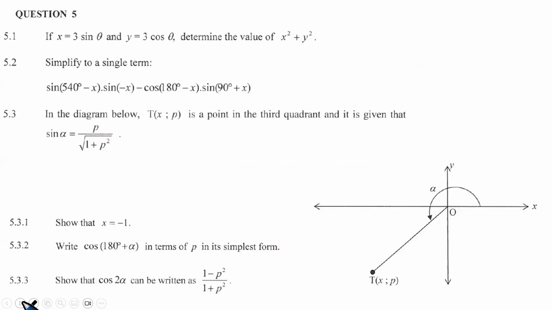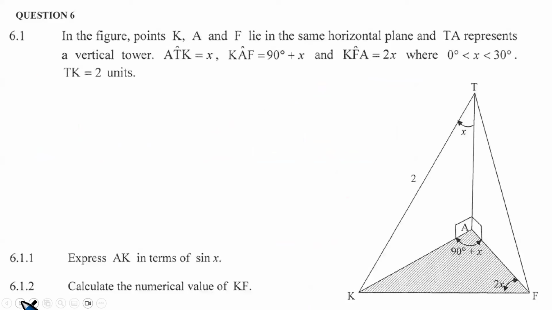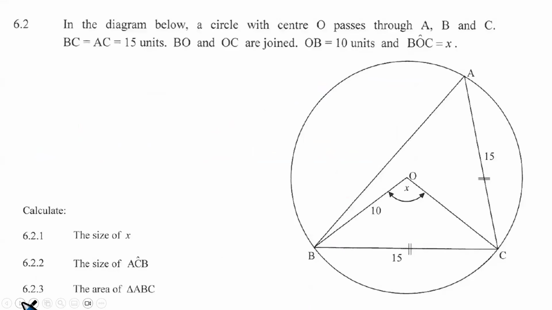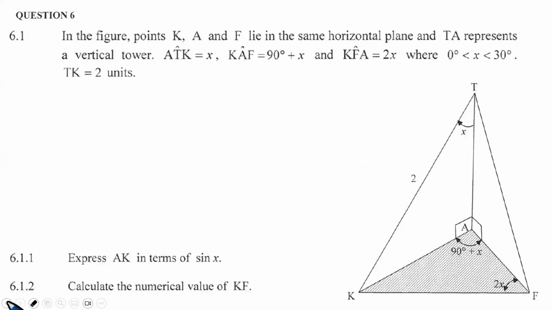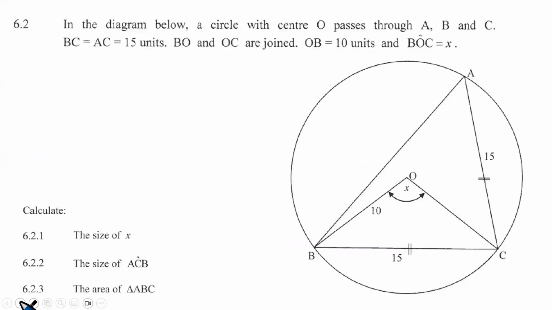Next question. In the next question, we are going to spend lots of time on these things, and there are a lot of things that we're going to do and make sure that we're good enough, but let us look at this question. In the diagram below, a circle with center O passes through A, B, and C. BC equals AC equals 15 units, and you can see the 15 here and the 15 there. Now BO and OC are joined.